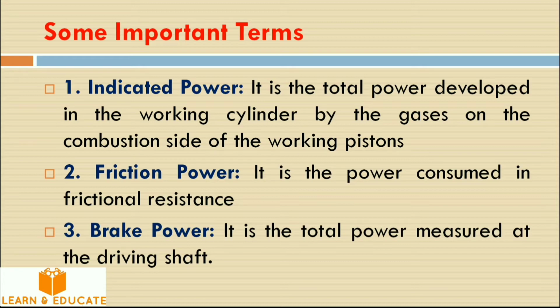Now, whatever power is available at the drive shaft of an engine is termed as brake power. And the difference between these two is the frictional power. Indicated power, when transmitted to the drive shaft, there will be losses because there are a lot of mechanical components. So in order to overcome the frictional resistance, there will be some loss of power from indicated power. So that is lost as frictional power.